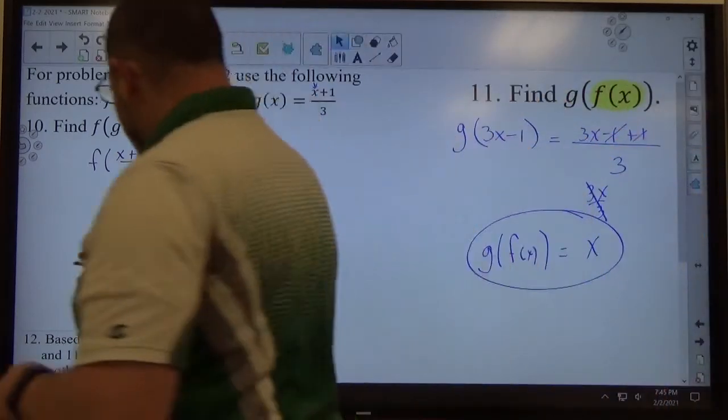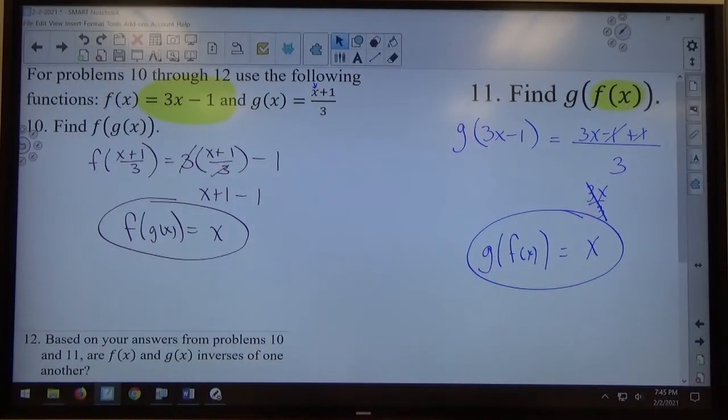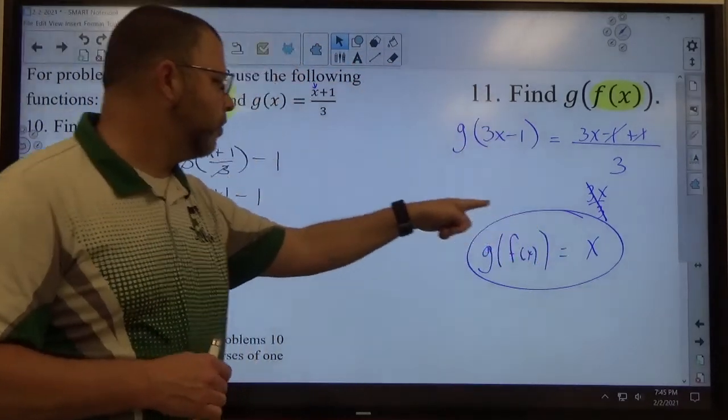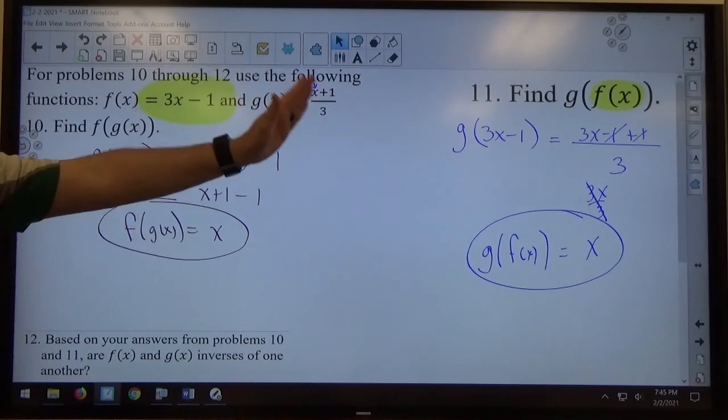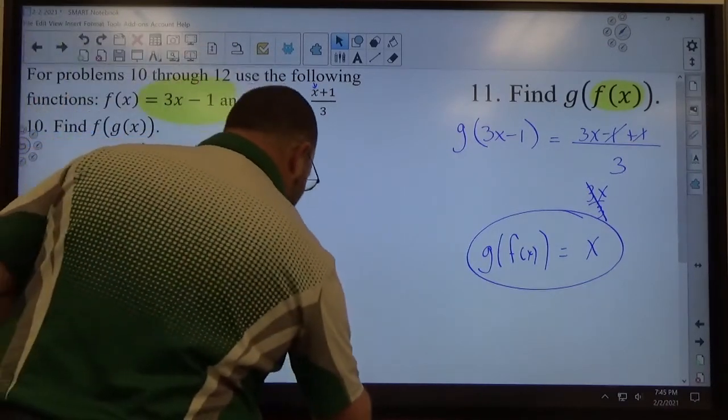Now, number 12 asks, based on your answer for problems 10 and 11, are f of x and g of x inverses of one another? And the theorem in the book states if f of g of x and g of f of x both equal x, then you're looking at inverse functions. So f of g of x equals x, g of f of x equals x, so yes is the answer to problem 12.